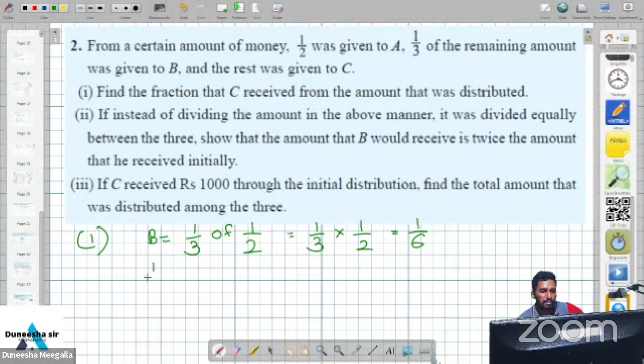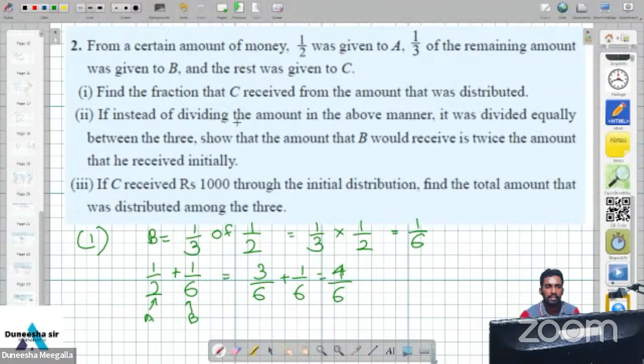Then 1/2 is received by A, and 1/6 is received by B. Then how much is the total? 3/6 plus 1/6. 4/6 is the portion A and B received. Then find the fraction C received.